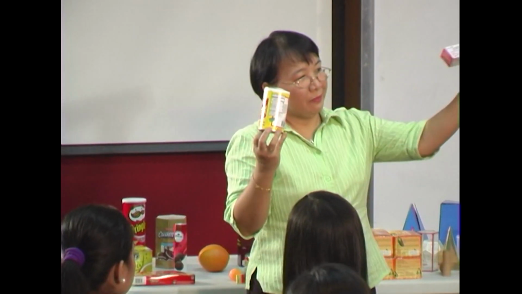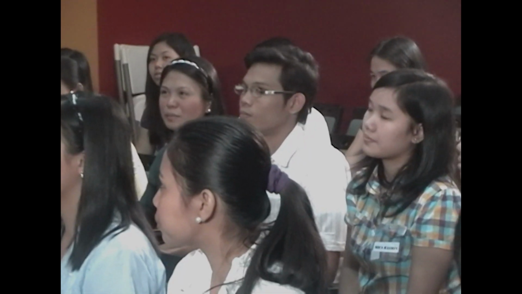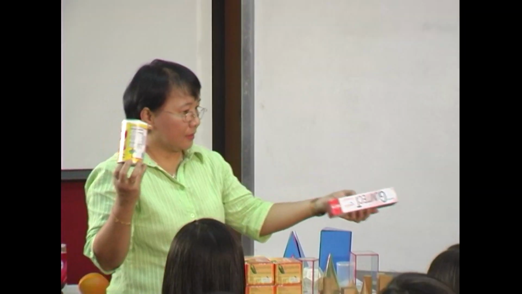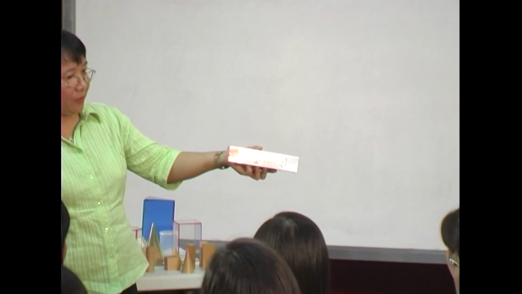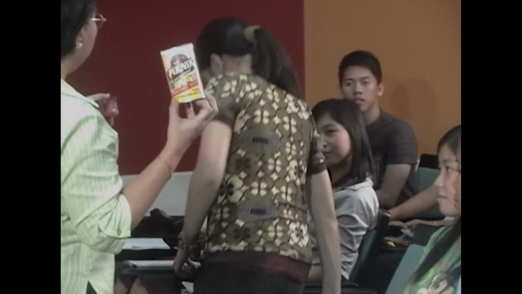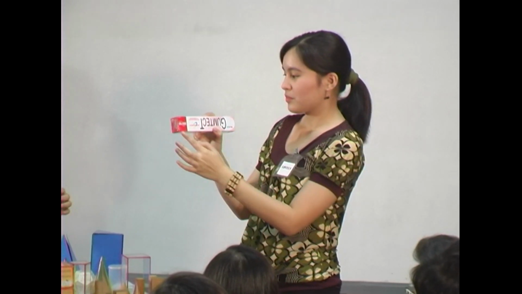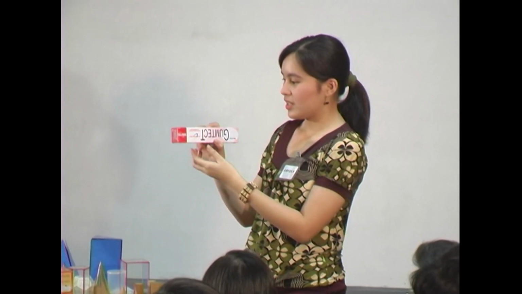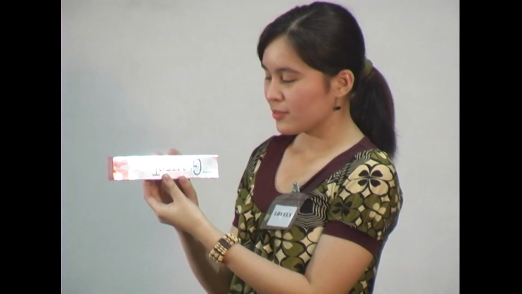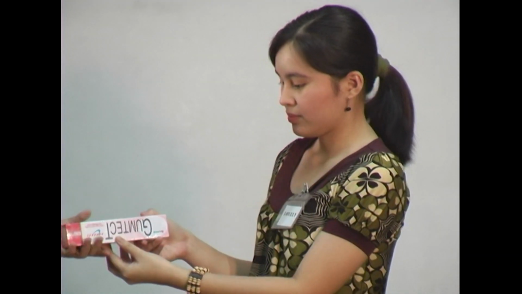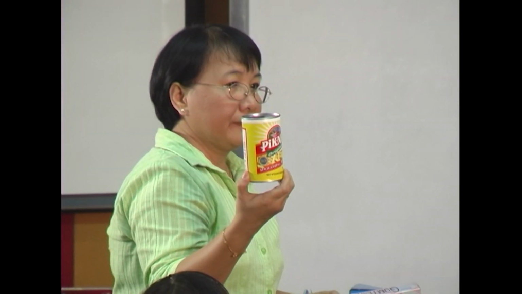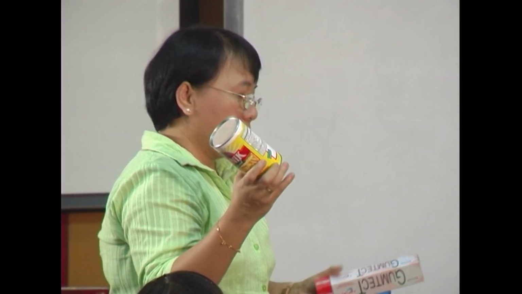A vertex. Do we have vertices here in this box? Yes, ma'am. Where are the vertices? The edge. Lovely. Will you kindly point to your classmates where the vertices are? So this one is an example of vertices. Okay, so how many vertices are there in that prism? We have 8 vertices. Okay, so we have 8. How about this one here? Do you have vertices? Not. Okay, so not.